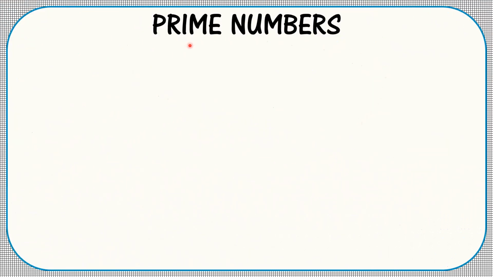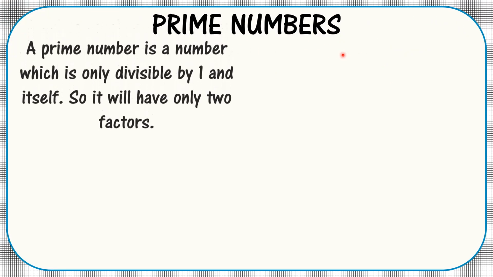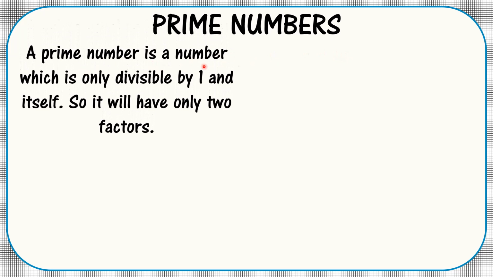So before we can do prime factor decomposition, we first need to know what prime numbers are. A prime number is a number which is only divisible by 1 and itself. So it would only have two factors. If you watched one of the previous videos, I went over what factors are. You can always refer back to that for extra help.